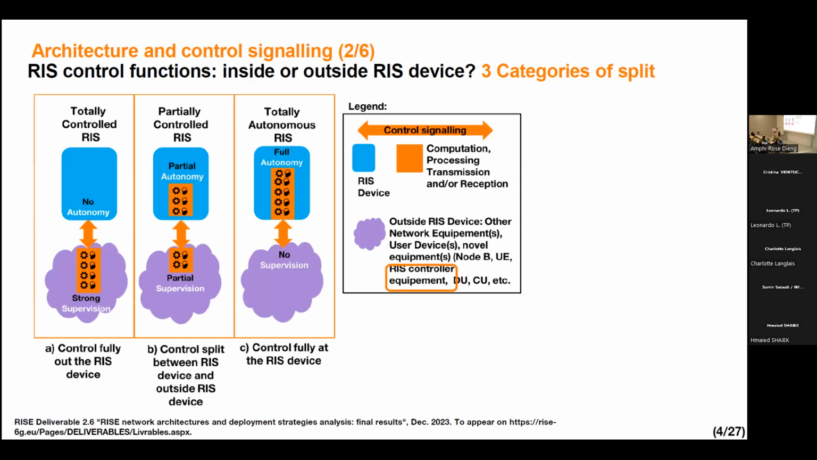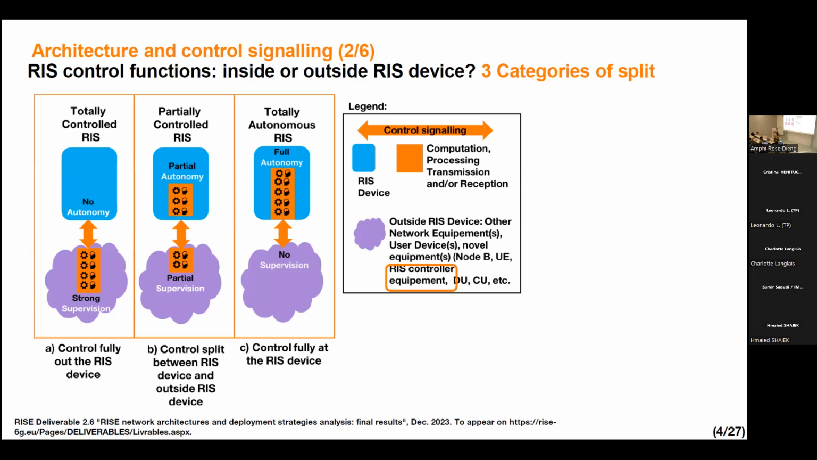So at least based on what I know from the RISE-6G project, there are three families of split of control functions. You can have a totally controlled RIS. It's not autonomous. It doesn't know how to tune itself. It is controlled by something external, something that has a strong supervision. I'm not telling you now where this thing is physically located yet. We'll come back to that later.